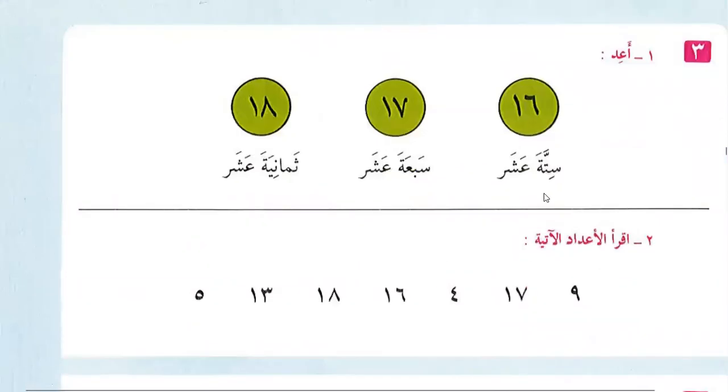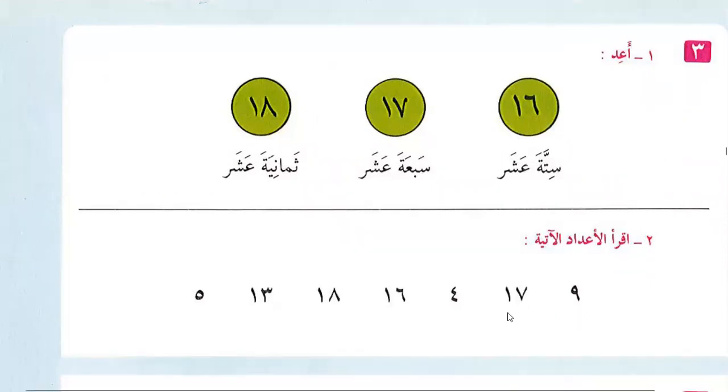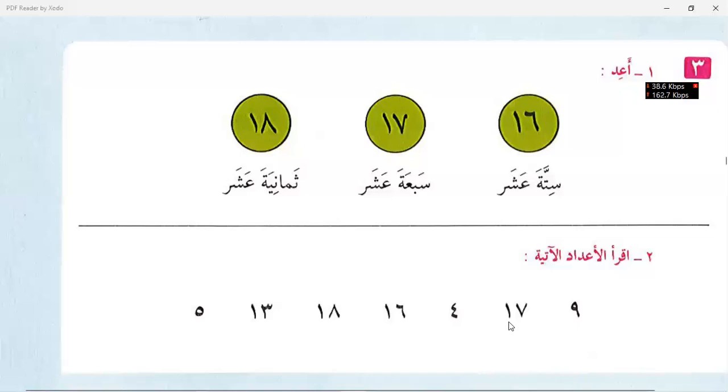Counting: 16, 17, 18. Iqra al-a'dad al-ati'ya. Read the following numbers. Miss Khatija Abdul Qadir, can you read this? Tis'a. First number is tis'a. Your sound is too low. Sab'ata ashara.